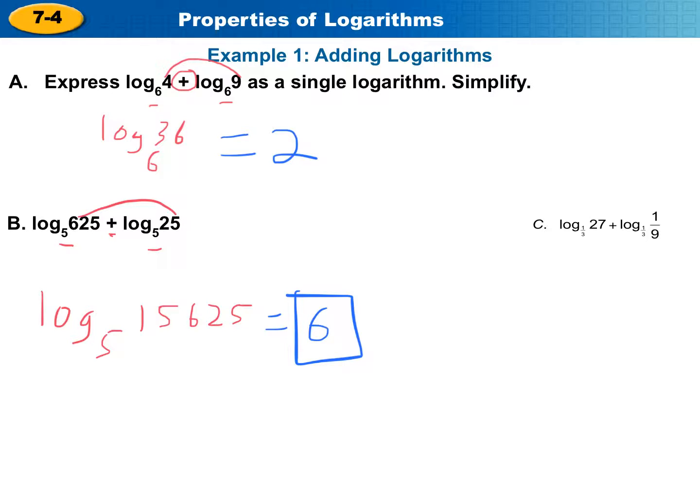C, we have common bases again. Since we're adding these, we have to multiply those parts. So 27 times 1/9 is going to be 3. And then we have 1/3 raised to what power is 3. It's going to be -1.